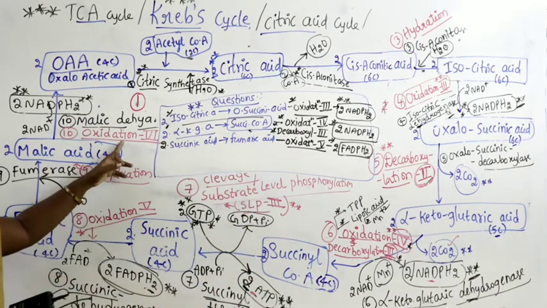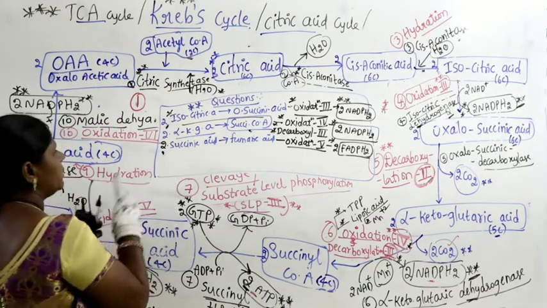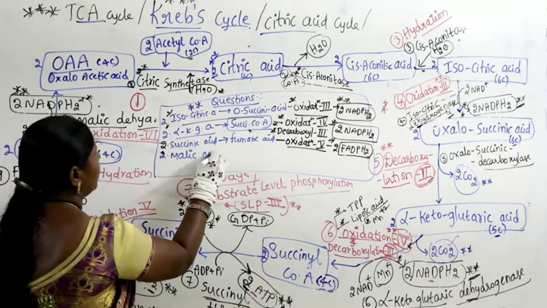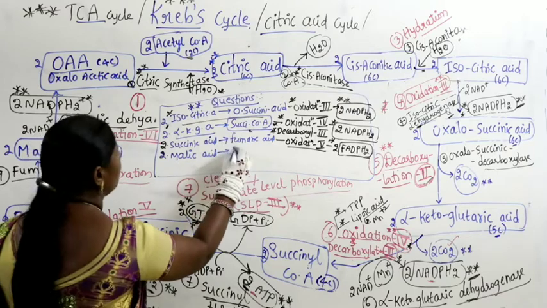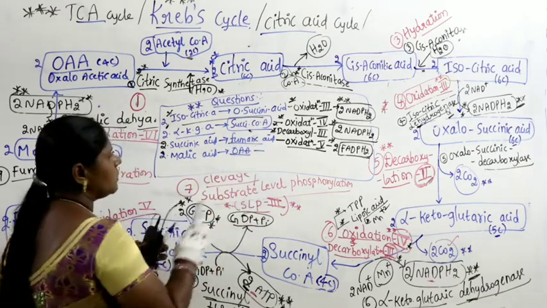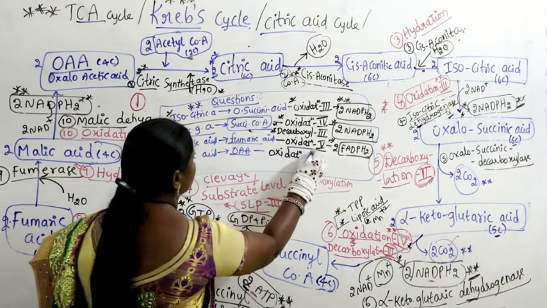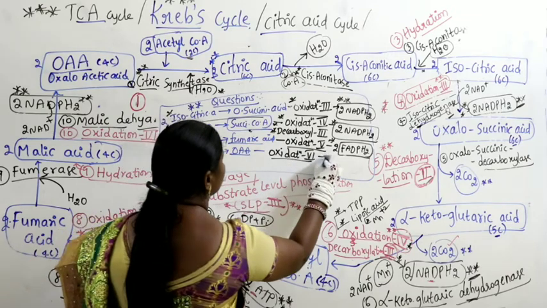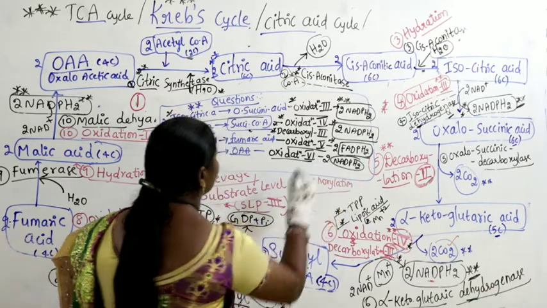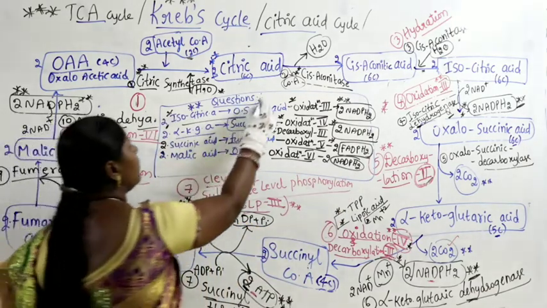And the next step, 6th oxidation. 6th oxidation from where to where? 2 molecules of malic acid. Malic acid converts into oxaloacetic acid. So this is nothing but oxidation number 6. Again there is a production of 2 molecules of NADPH2.